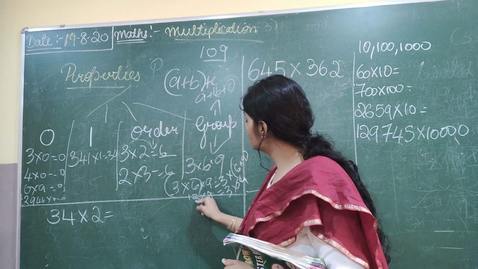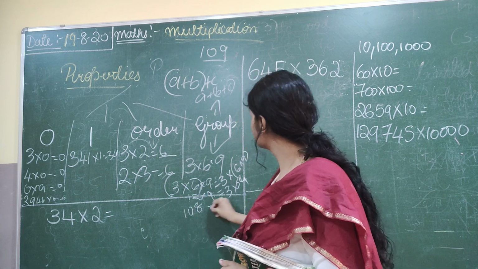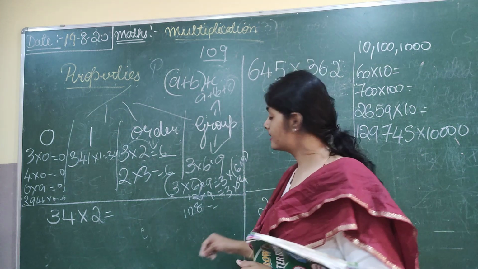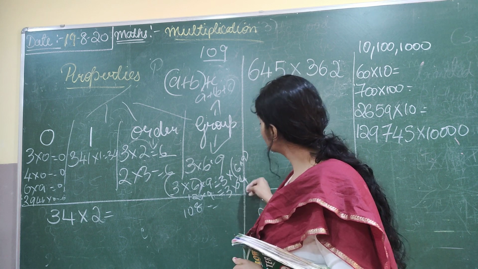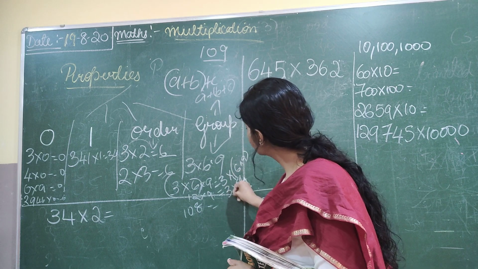Now 9 ones are 9, 9 twos are 18. 9 ones are 9 plus 1, 10, 108 is equal to 3 fours are, how much are 3 fours? 3 ones are 3, 3 twos are 6, 3 threes are 9, 3 fours are 12. 2, 1 carry over. 3 fives are 15 plus 1, 16.